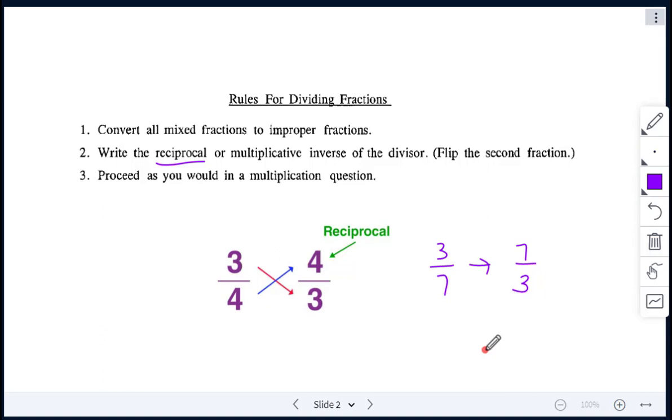I'm taking its reciprocal. All right, if we had a whole number, for example, the whole number 4, remember that a whole number is technically over 1, so therefore its reciprocal would be 1 over 4. All right, so taking the reciprocal of the second fraction means we are going to flip the second fraction. And then once you've done that, we're going to proceed as a multiplication question.